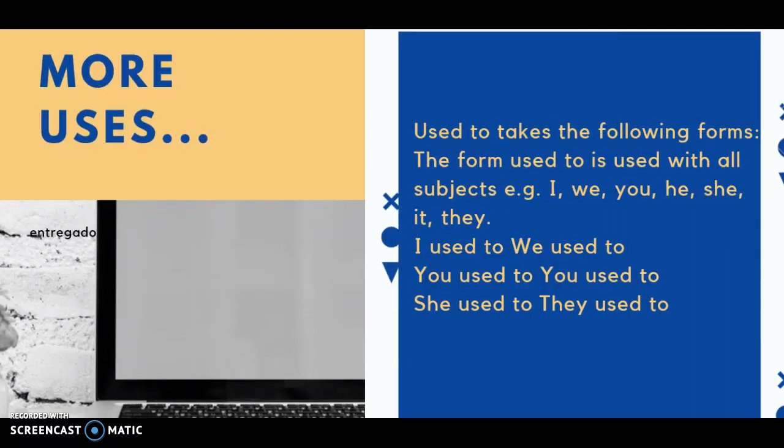Used to takes the following forms. The form used to is used with all subjects. Examples: I, you, we, he, she, they. I used to, we used to, you used to, she used to, they used to.